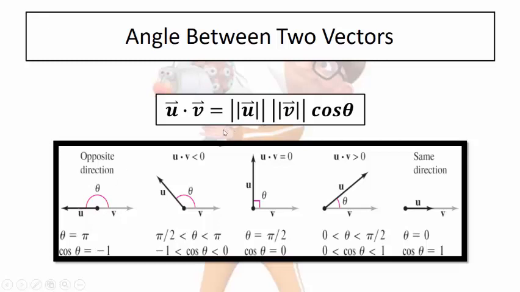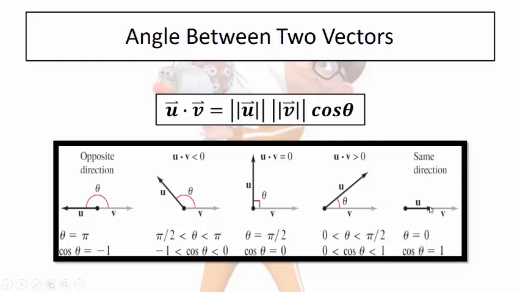If the dot product were less than 0, then you have an obtuse angle because your cosine value must be in the second quadrant. If the dot product is equal to 0, you have 90 degrees, so pi over 2. If the dot product is greater than 0, then you must be in quadrant 1 because cosine would be positive in quadrant 1.